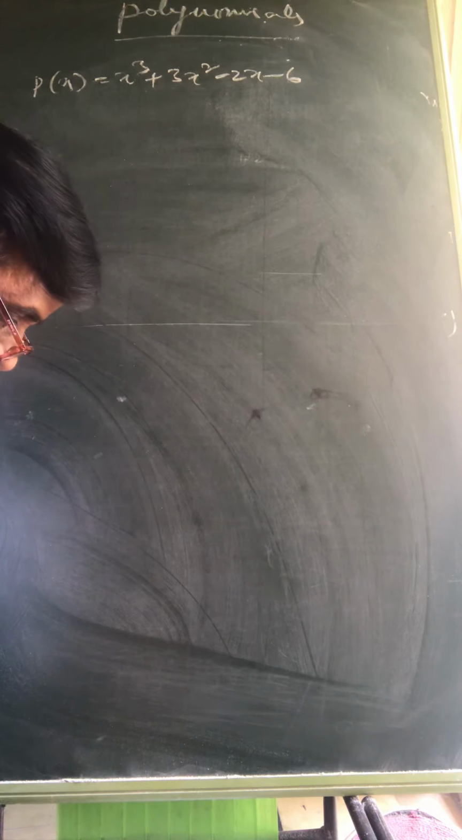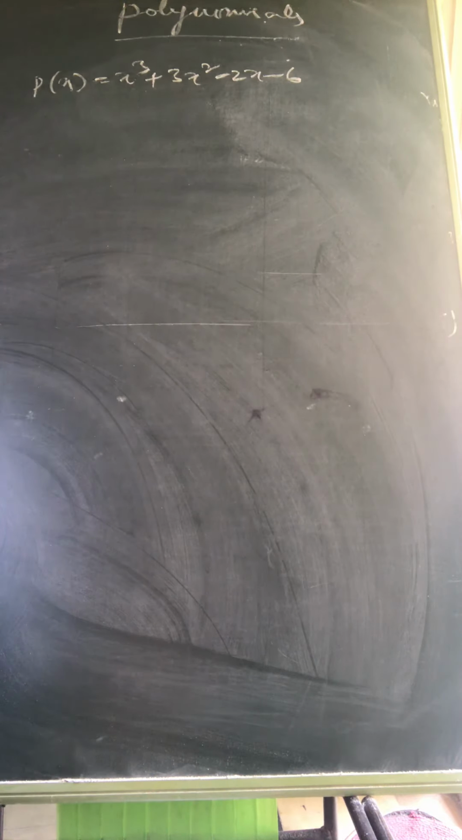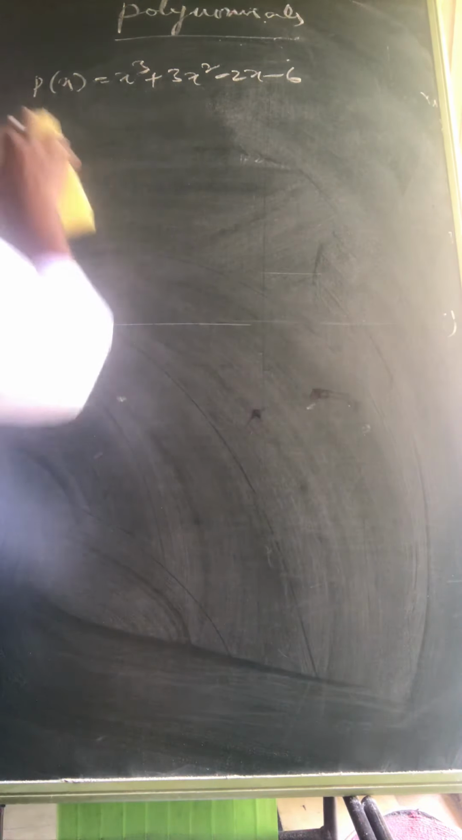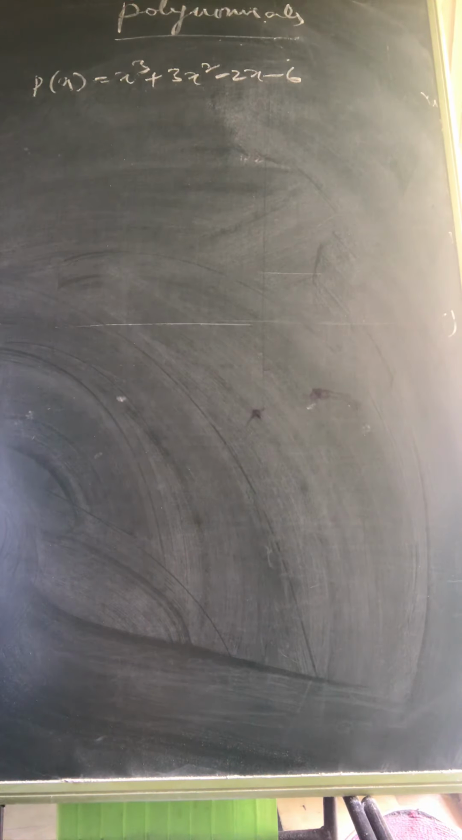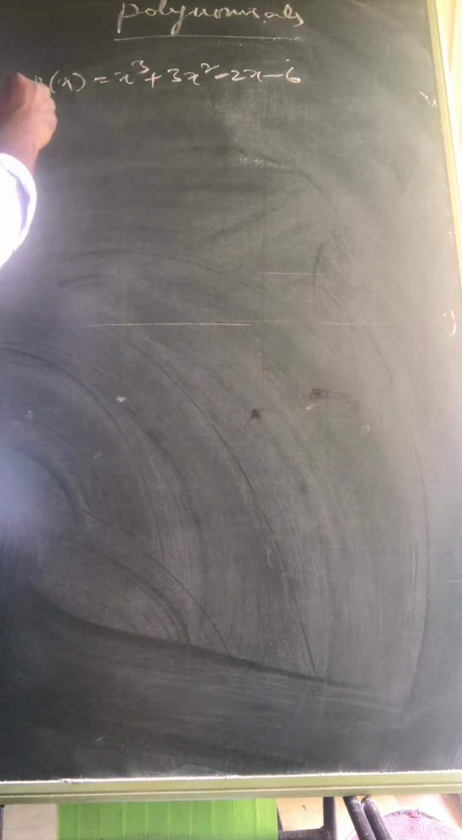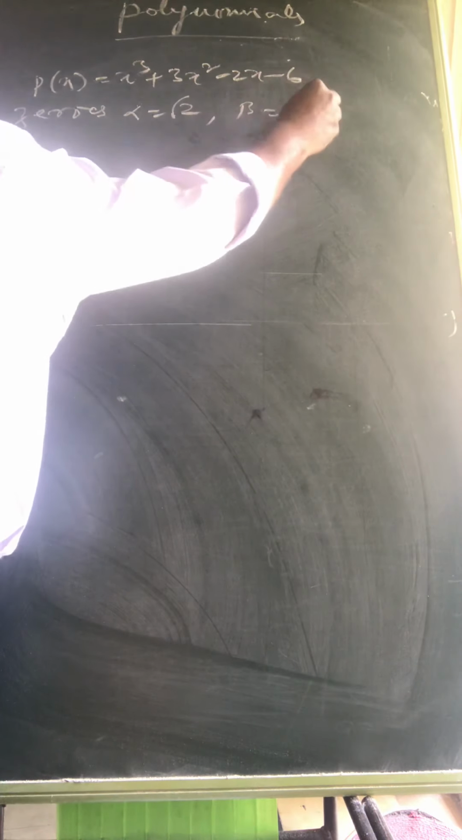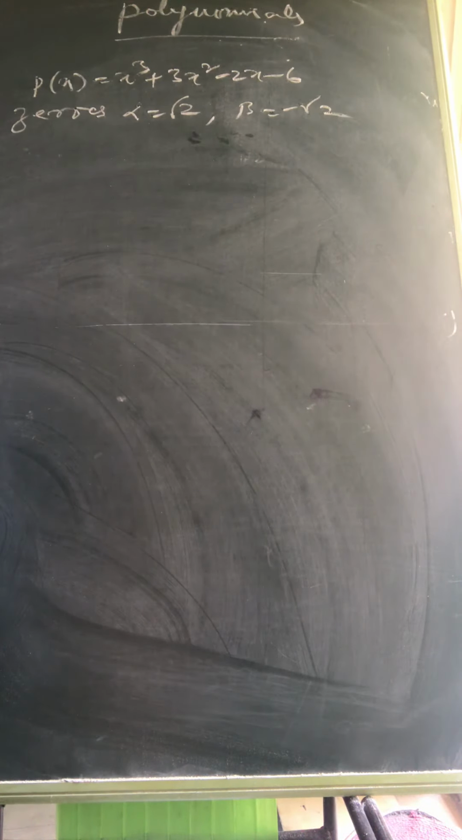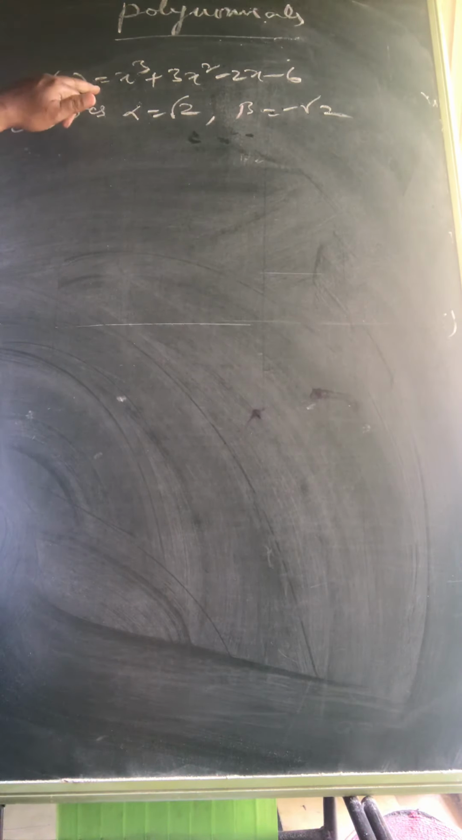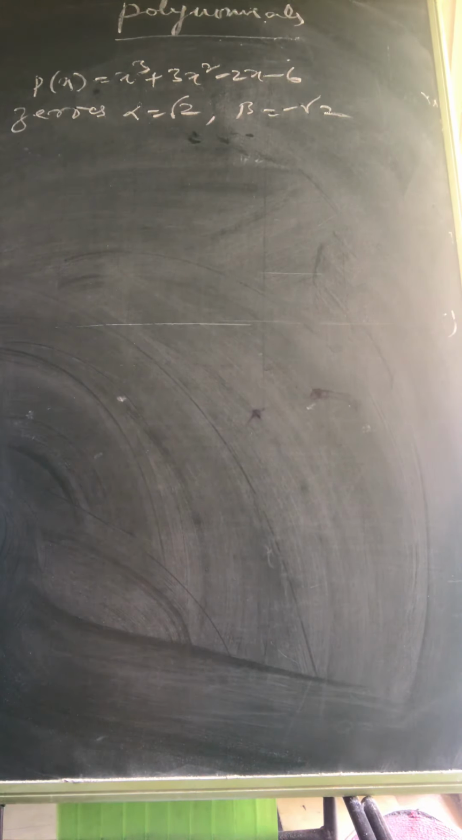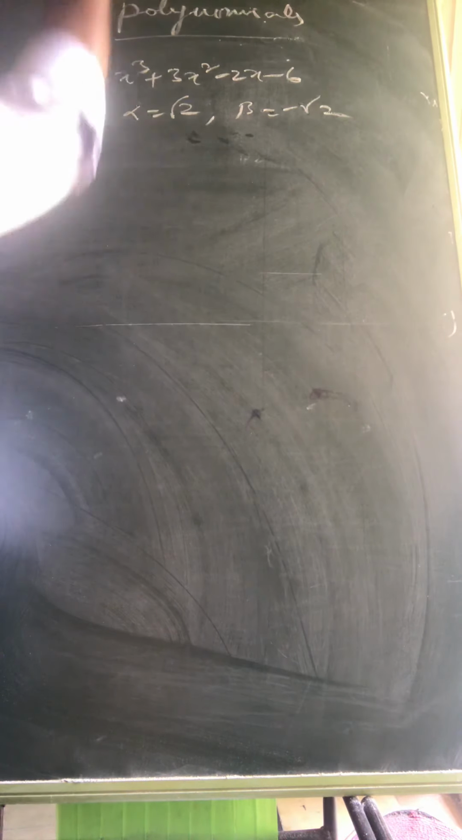Let's see again. p of x is equal to x cube plus 3x square minus 2x minus 6, if two of its zeros are alpha is equal to root 2 and beta is equal to minus root 2. Asking us to find the another root. Another root means, since it is a cubic polynomial, there will be only one more zero.